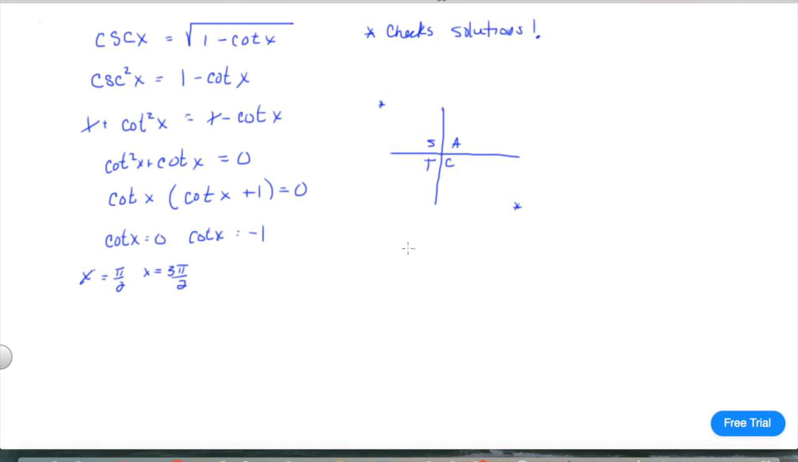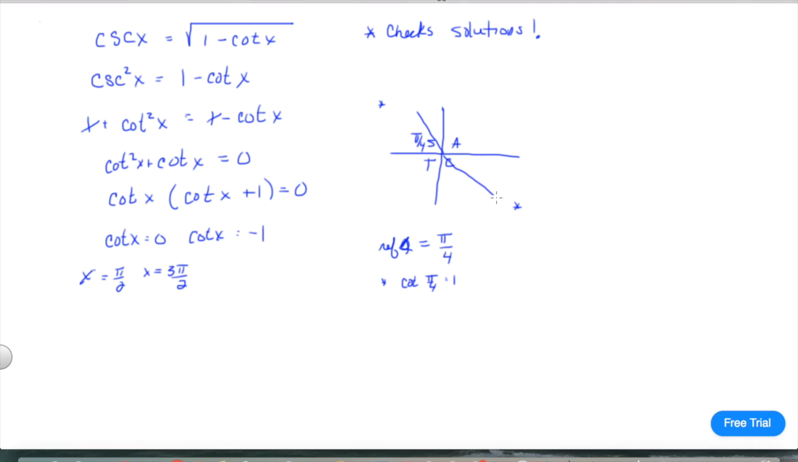So my reference angle, again, I know that cotangent of pi over 4 is equal to 1. So my reference angle is pi over 4. Because again, I know that cotangent from that triangle of pi over 4 is equal to 1. But I want to find the angle in quadrant 2 whose reference angle is pi over 4.